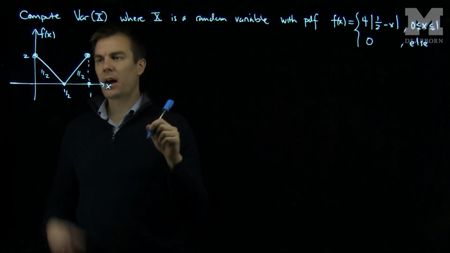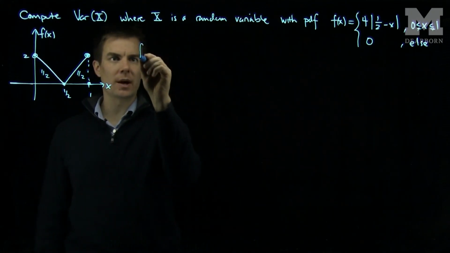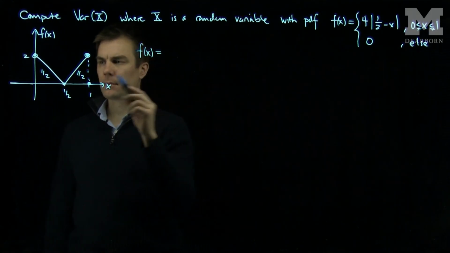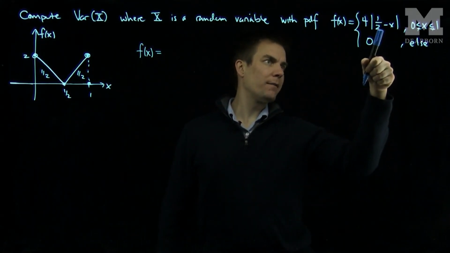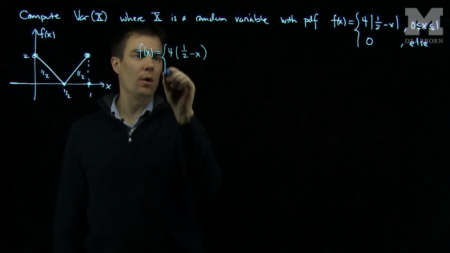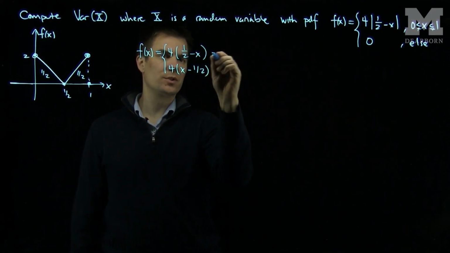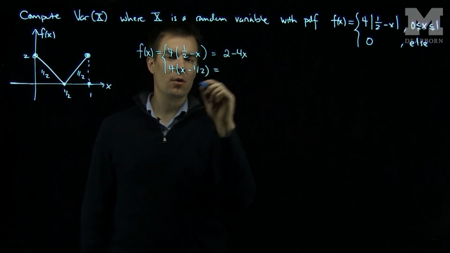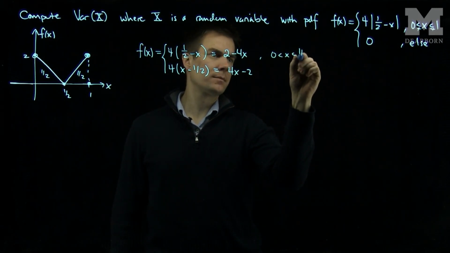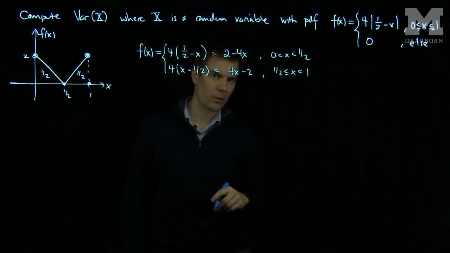So if we compute the expected value of the random variable, we have to break it into two parts. We can write this function f of x piecewise. When x is between 0 and 1/2, this is positive, so I will just have 4 times 1/2 minus x, which simplifies to 2 minus 4x. For x between 1/2 and 1, it is 4 times x minus 1/2, which is 4x minus 2. And it is 0 everywhere else.